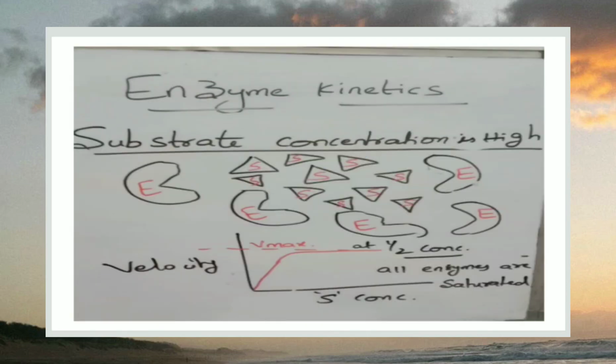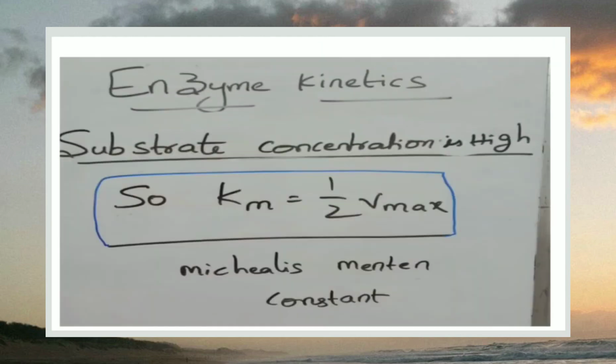And next, if the substrate concentration is high, all the enzymes are saturated and the velocity will reach the maximum rate, because all the enzymes are catalyzing the reaction. So at only half the concentration of the substrate, we will get the Vmax. So that's why the equation is Km equals half Vmax, which is nothing but the Michaelis-Menten constant. So this is the one which explains the enzyme kinetics, which denotes that half the substrate concentration is enough to reach the Vmax.